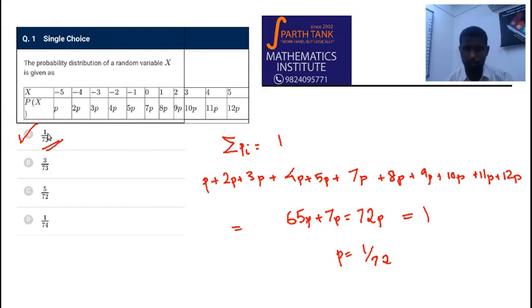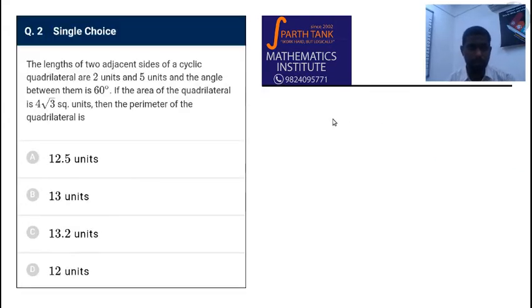Very straightforward problem. Sum of total probability, all the probabilities, is equal to 1. Question number 2. The lengths of two adjacent sides of a cyclic quadrilateral are 2 units and 5 units, and the angle between them is 60 degrees. If the area of the quadrilateral is 4 root 3 square units, then the perimeter of the quadrilateral is, let us call this the cyclic quadrilateral ABCD.